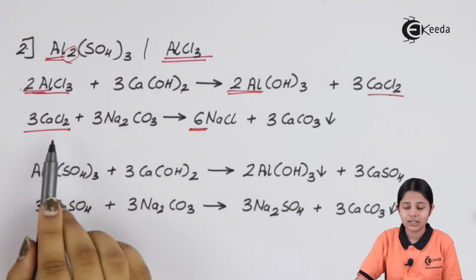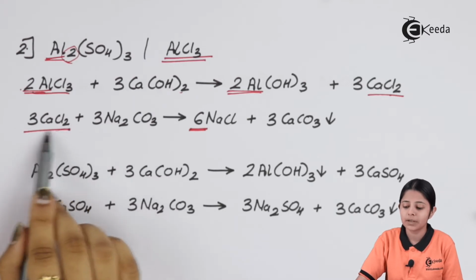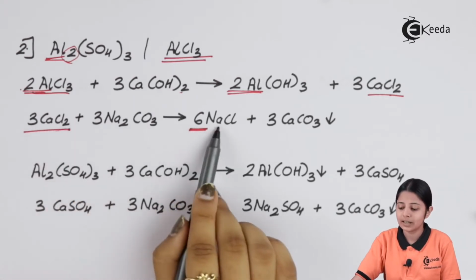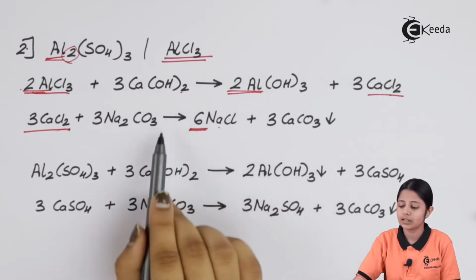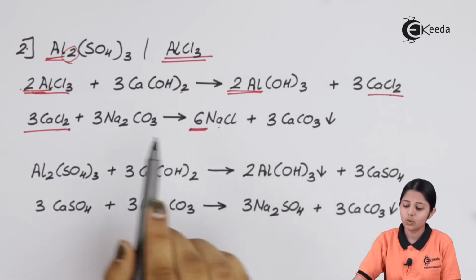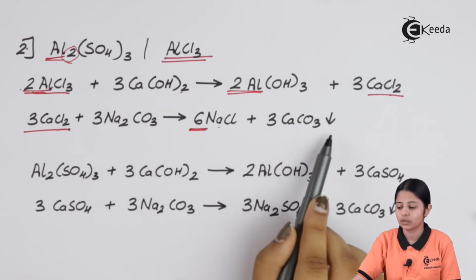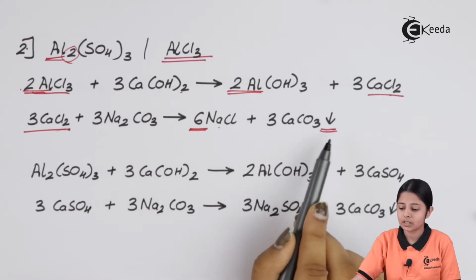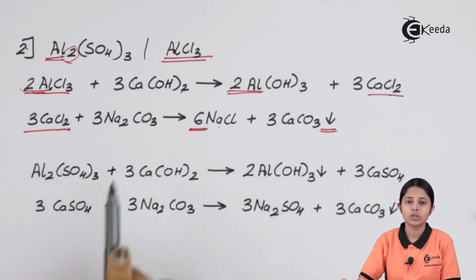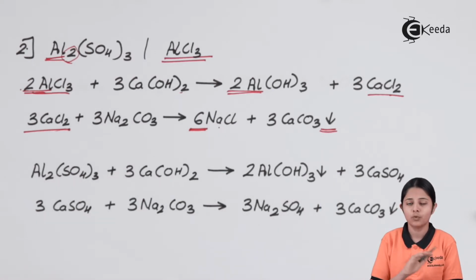The same is with Cl. Over here also 2 into 3 makes it 6. So I have 6 Nas and 6 Cls forming 6 NaCl. Whatever is remaining over here is CaCO3. Over here I have written 3 CaCO3. Now this CaCO3 is a precipitate form. That means it's a two-step process. In the first step I remove aluminium. In the second step I remove calcium.